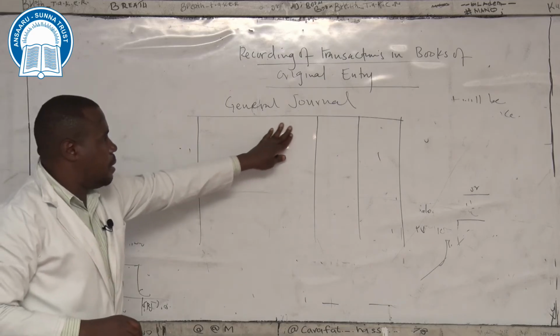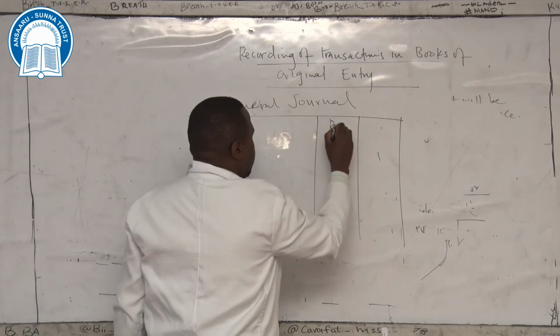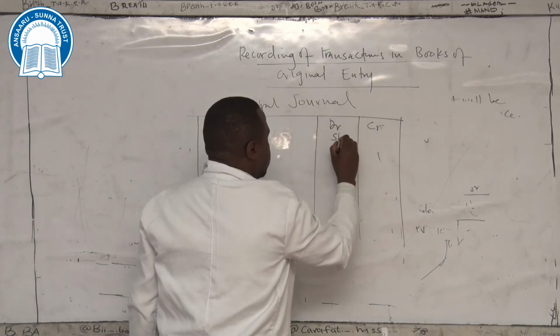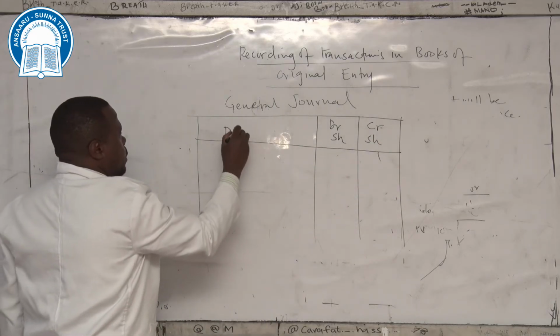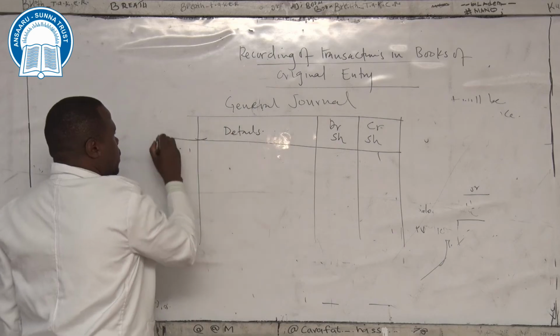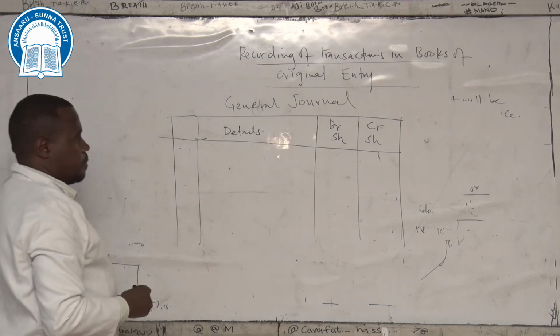The account to be debited comes first. So here we'll have the debit, credit, shillings there. So these are the details. And here we can have the date there.